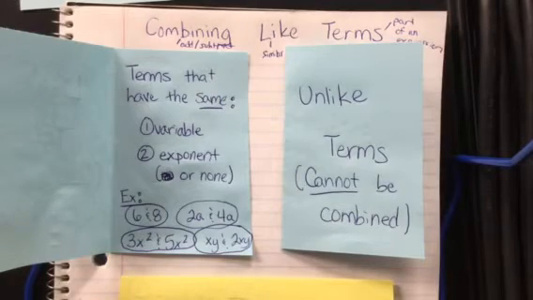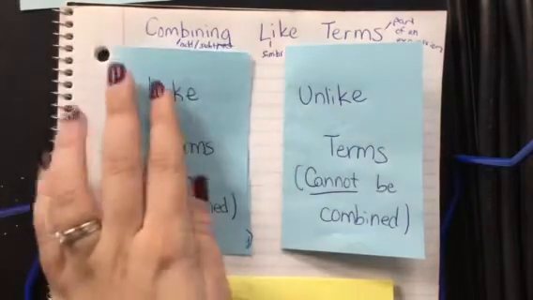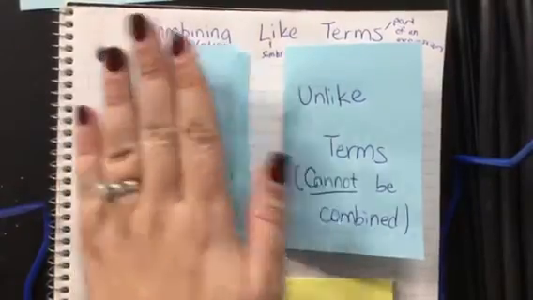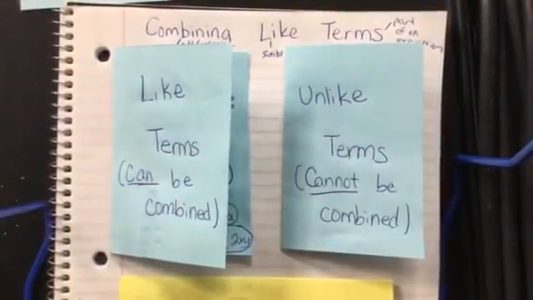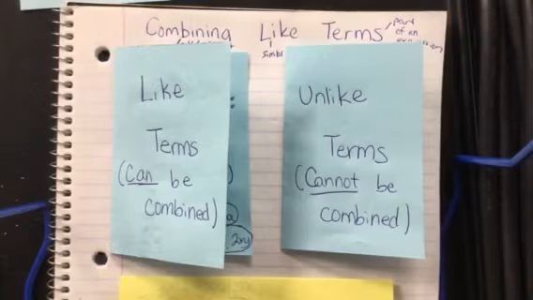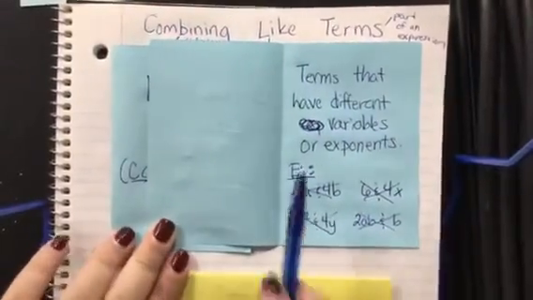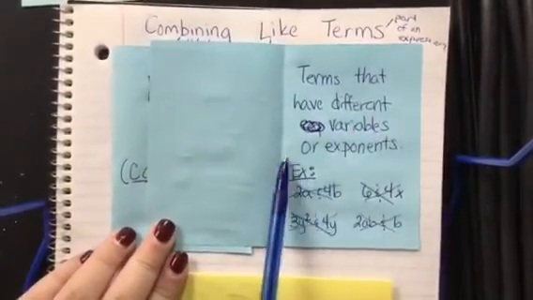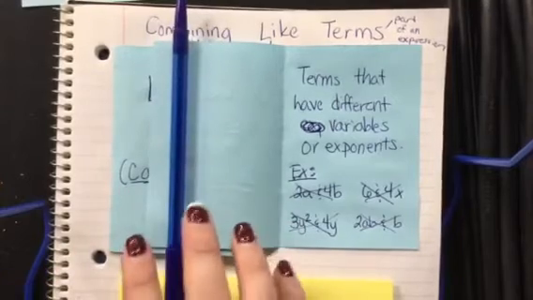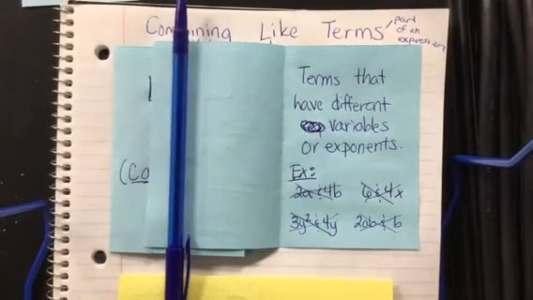So let's talk now about unlike terms. All right. Unlike terms we cannot put together. So if we see them in a problem, we are going to leave them as they are. Okay? We're going to leave them alone. Unlike terms have different variables or exponents, or both could be different, one could be different, but something doesn't match other than the number.